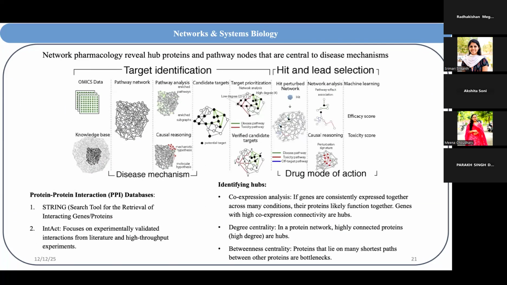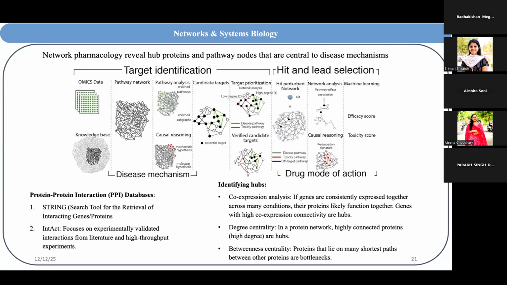Here, the concept is that most diseases aren't caused by a single protein. They can be caused by a network dysfunction. So here comes the concept of protein-protein interaction databases, like STRING and IntAct, that we can use. STRING is a search tool for retrieval of interacting genes and proteins, and IntAct focuses on experimentally validated interactions from the literature. These databases curate this data and help us find the interaction networks.